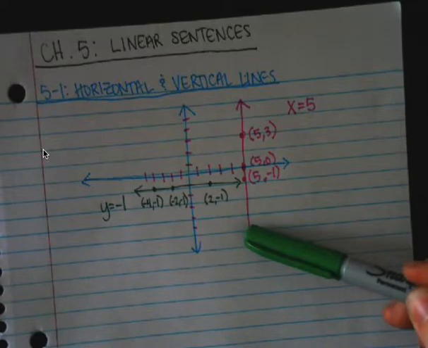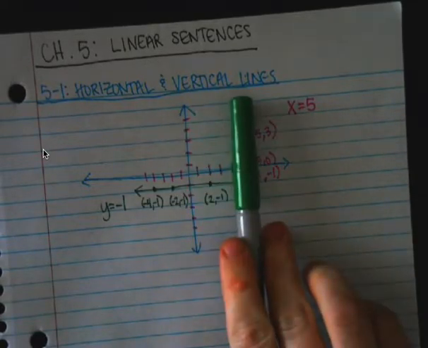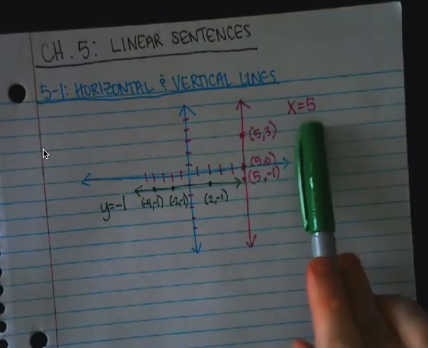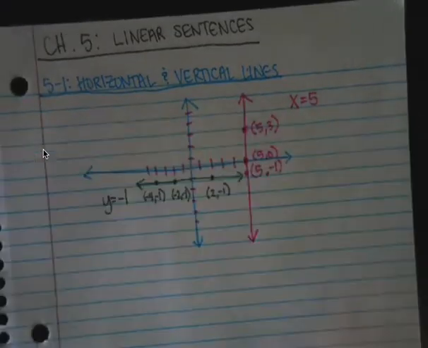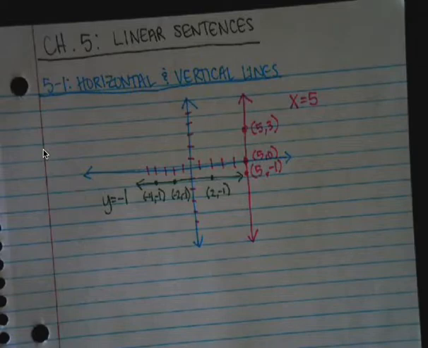So you just figure out, oh, I went over 5 in the x direction, or I went down 1 in the y direction. Okay, so that's really all we need to talk about for horizontal and vertical lines. If you know that much, I think it'll be just fine for you. All right.